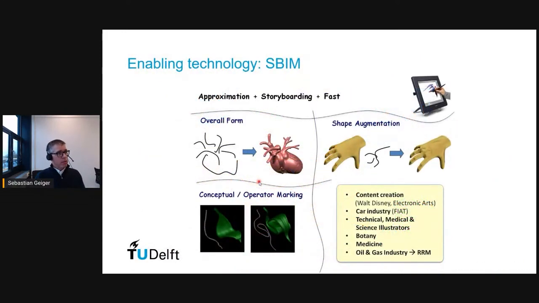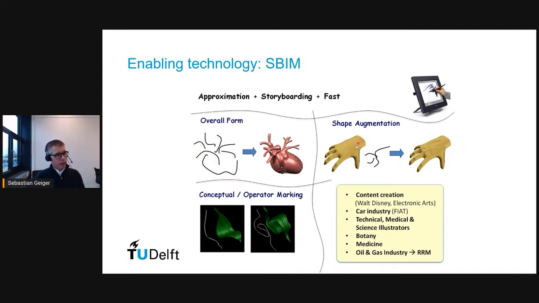We use a technology called sketch-based interface modeling, or SBIM, which has been around in the computer graphics industry for over 2 decades, in companies like Walt Disney, Electronic Arts, big car manufacturers like Fiat, and among technical, medical, and science illustrators. They all use this, and the idea is very simple. You sketch an outline in 2D. Here's the outline of a heart. Because the human heart has a very defined shape, the modeling engine recognizes that what you want to sketch is a human heart, then turns this 2D sketch into a 3D model of your heart.